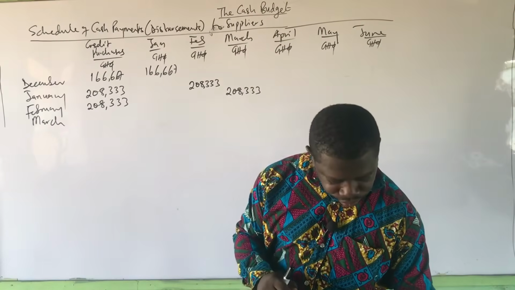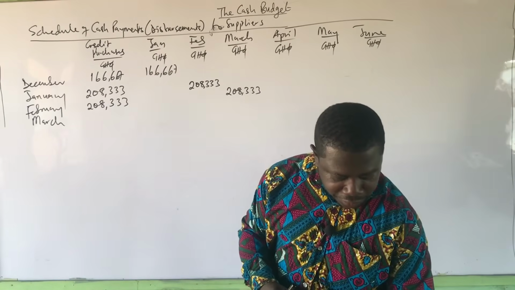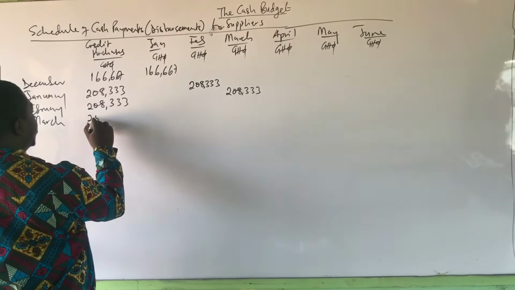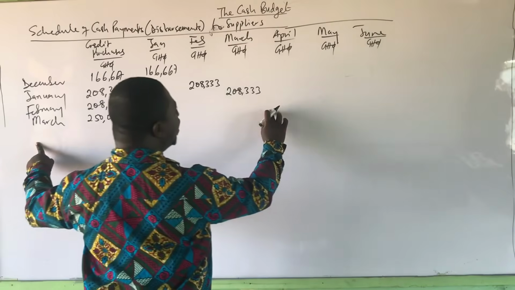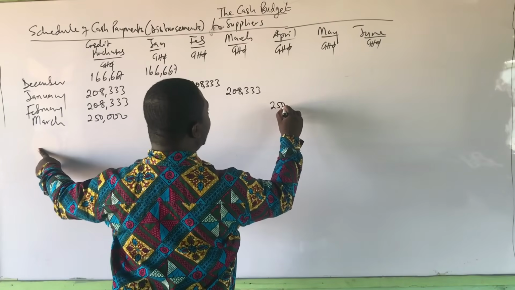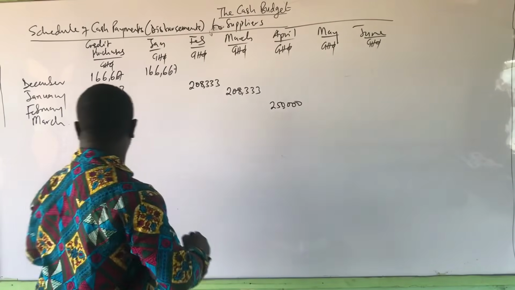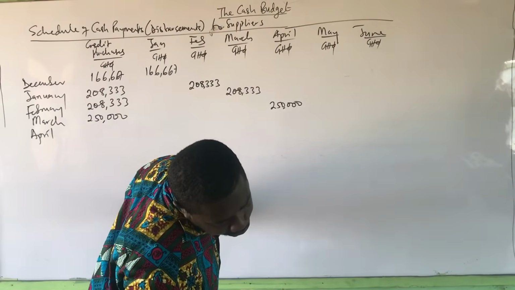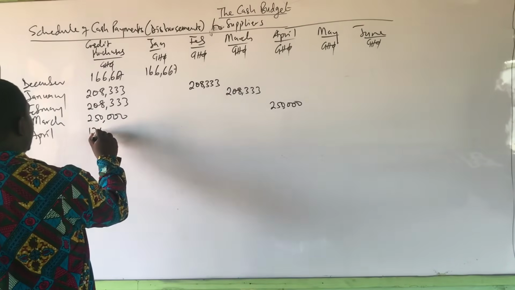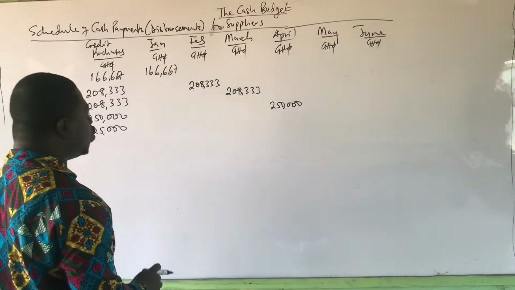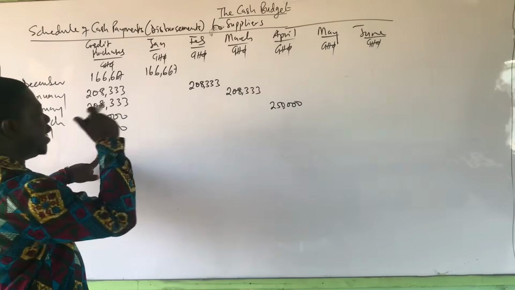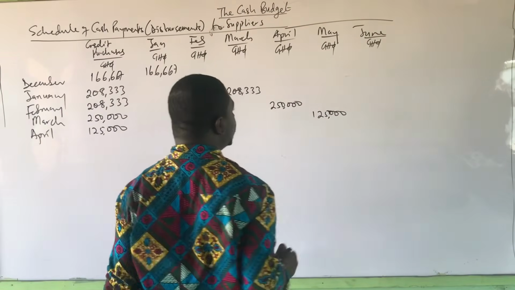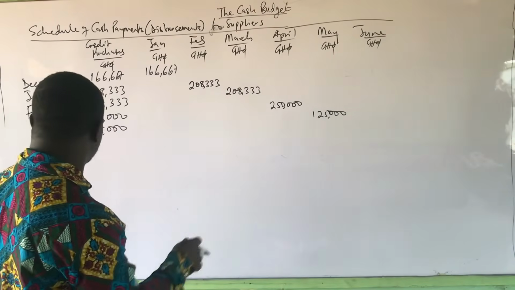Okay, so in March, the purchase figure that we had was 250,000. So March purchases is 250,000 and that will be paid in April. So we write that under April, 250,000. And then we move to April's purchases. In April, the purchase that we had was 125,000, and so 125,000 will be paid in May, because it's in April, 1 month after goods are delivered. So it's the conditions of the question that we use to solve.